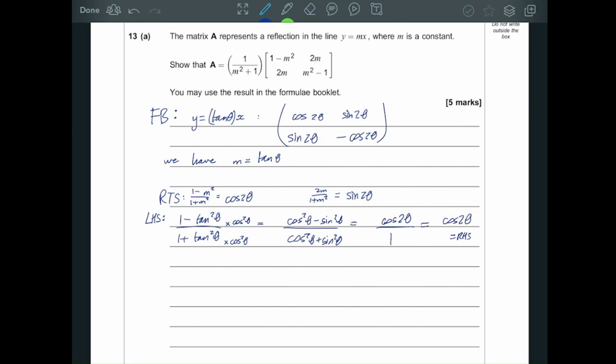So that one's done. Similarly, if we start with the left-hand side of the other one, we've got 2 tan over 1 plus tan squared. I'm going to take the same hint from above. Let's just multiply through by cos squared. In the numerator, one of the cosines cancels, one of the cosines survives. And on the denominator, we get the same as before. And surprisingly, it's not a surprise, we get exactly the same result.